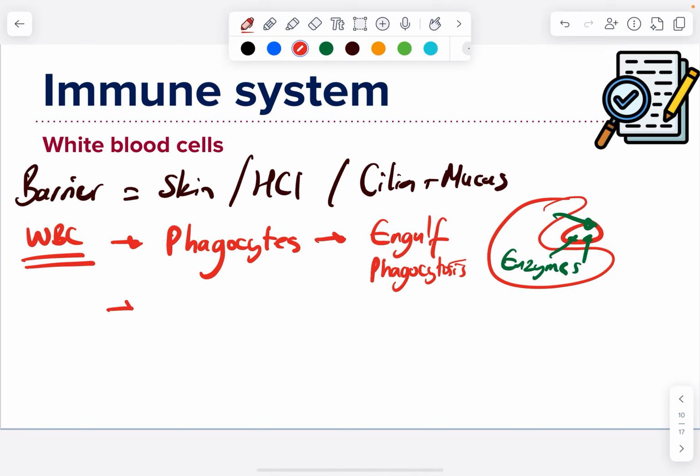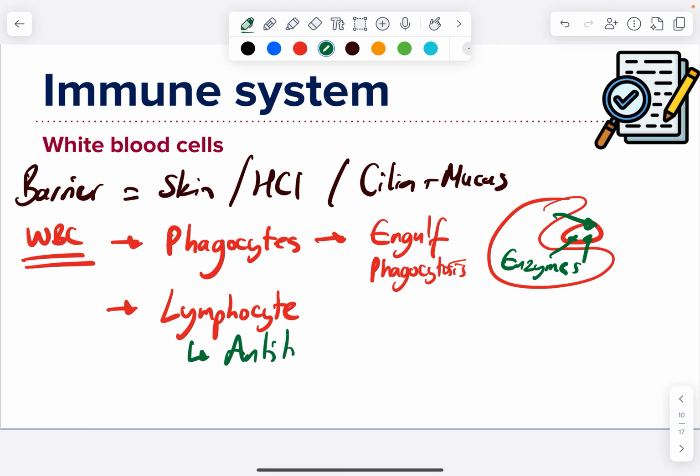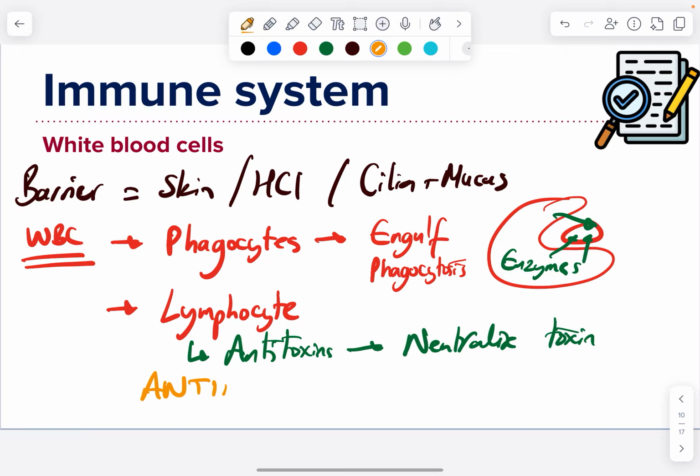Another type of white blood cell is a lymphocyte, and they work in two ways. One type of lymphocyte produces antitoxins, and their job is to neutralise the bacterial toxins. But probably the best form of immune response is these antibodies.